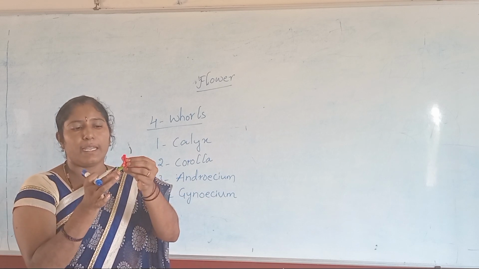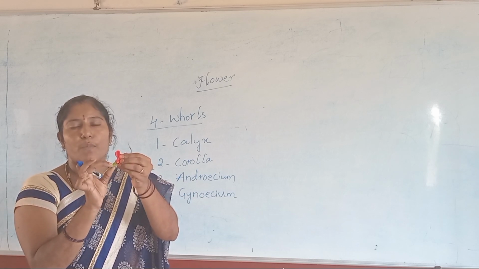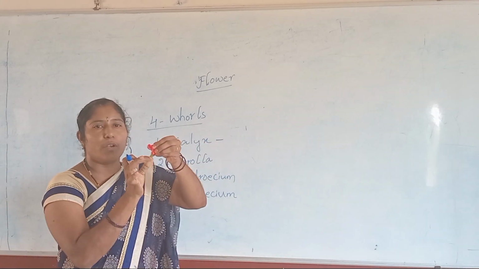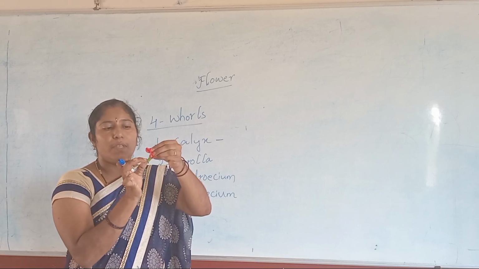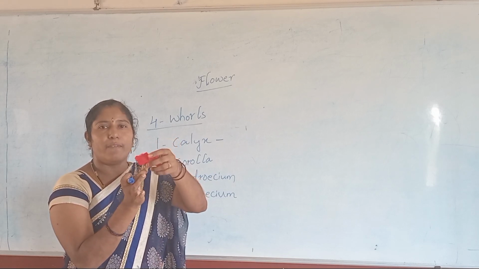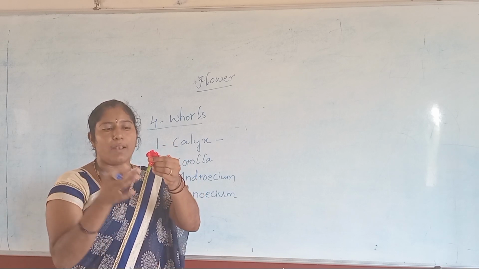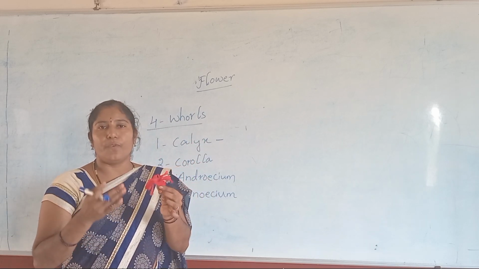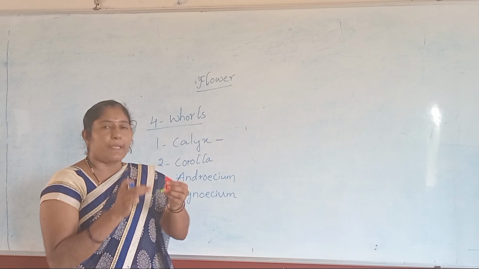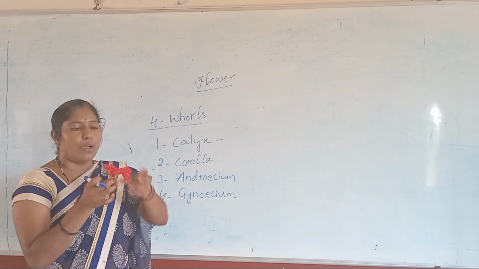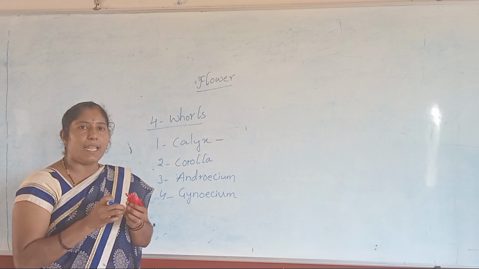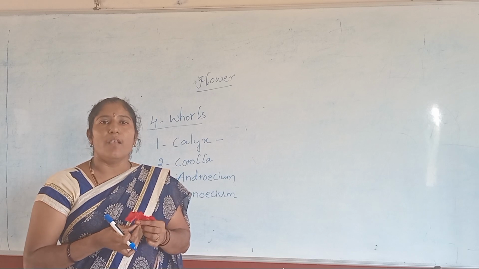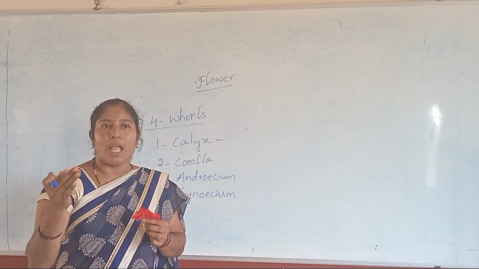See, the first one is green in color, the outermost whorl. This is the calyx. What is the function of the calyx? It protects the flower throughout its development and beyond, because from the flower we get the fruit. The calyx is attached to the fruit also.